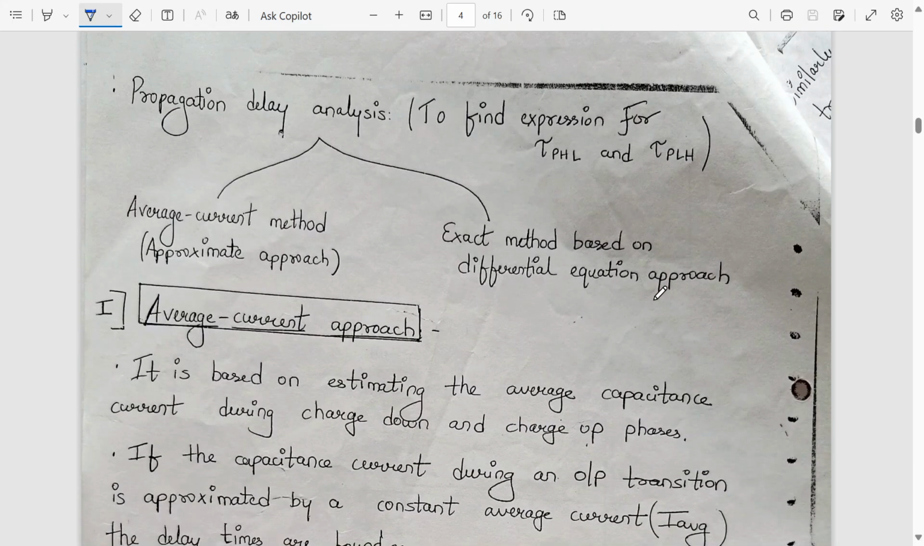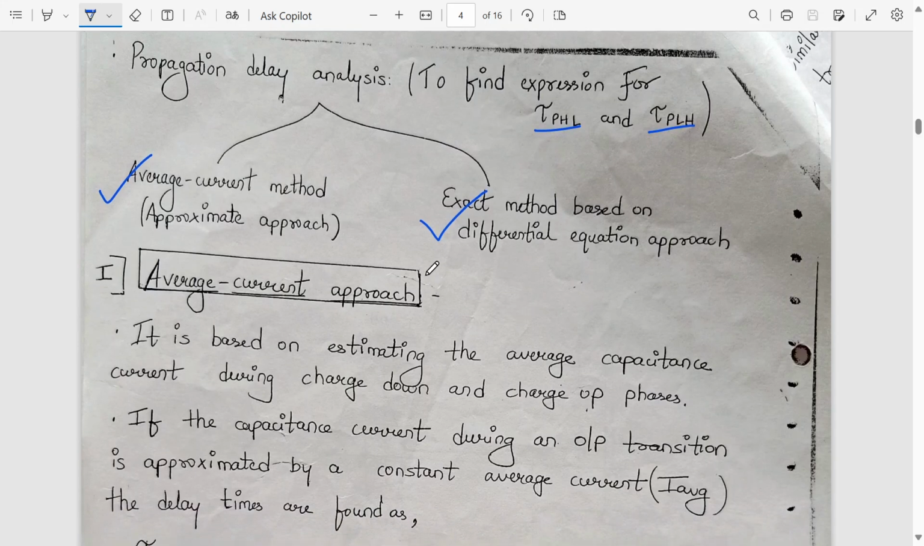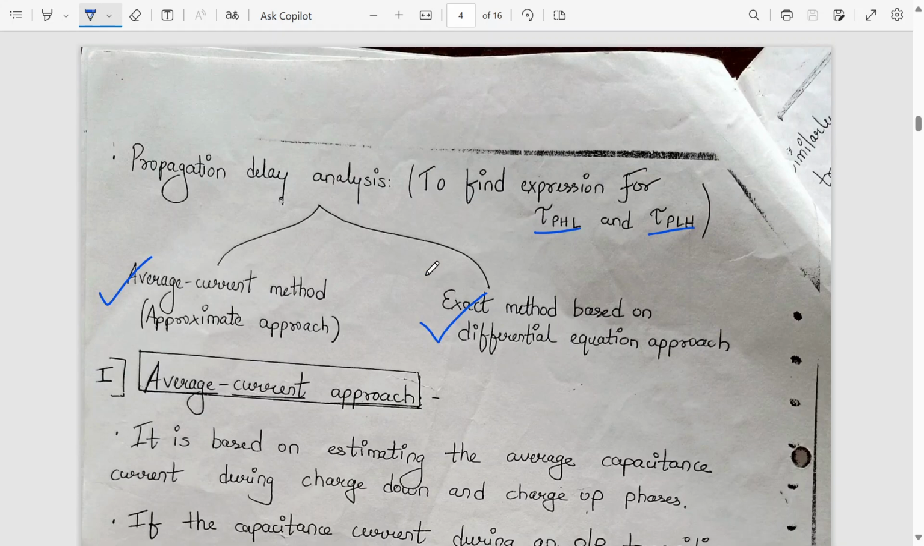Okay. So there are two techniques to find the expression for tau PHL and tau PLH. One is the average current approach, which is an approximate approach that will give you an answer very fast. The other is the exact method, by solving the differential equation. You will be doing both of them, and you can expect some numericals in the exam from this topic also. So can we start with the average current approach, everyone? Can you give me feedback? Yes, no, what? So that I can proceed.